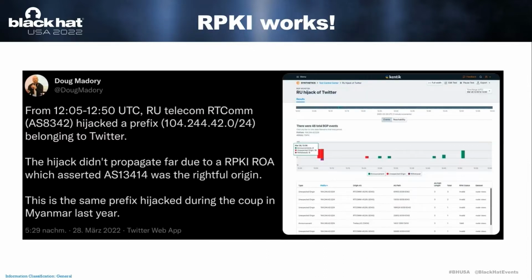So this year there actually was a hijack by Russian Telecom, where they seemingly hijacked the Twitter prefix, probably because of censorship. And this hijack was actually prevented by RPKI ROA validation, which means that the hijack basically didn't really affect other networks, except Russian Telecom, obviously.